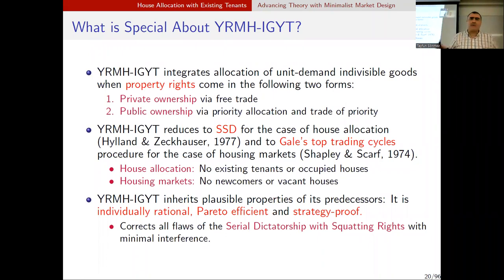Minimal difference, of course, but whatever. So it turns out that this mechanism also inherits plausible properties of its predecessors. It's individually rational, Pareto efficient, and strategy-proof, right? So basically, it corrects all flaws of the serial dictatorship with squatting rights with minimal interference.